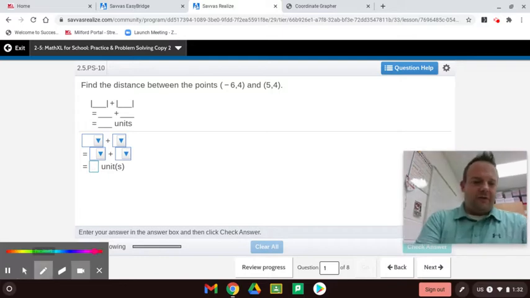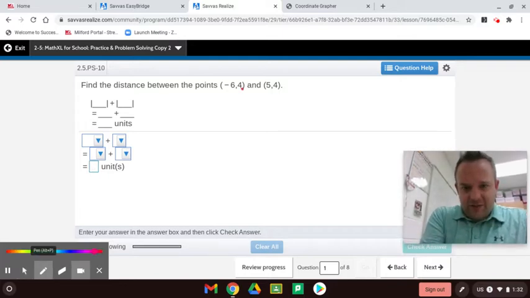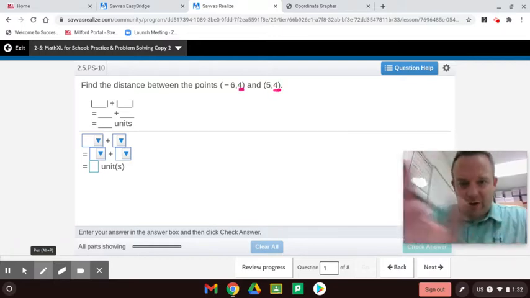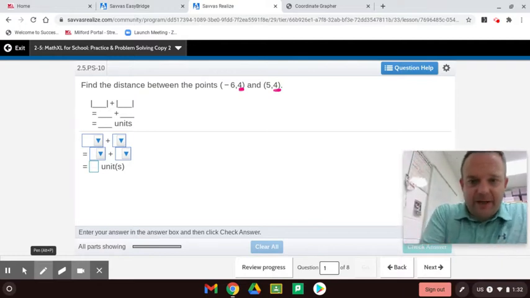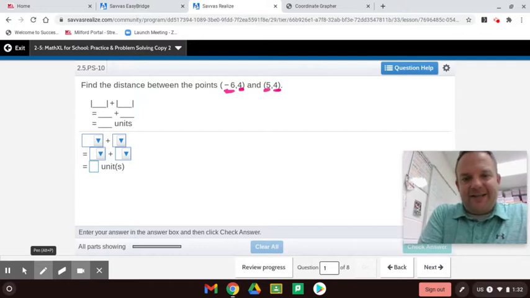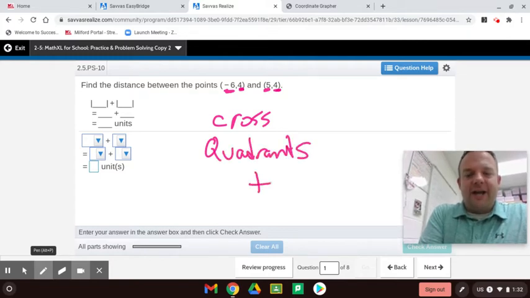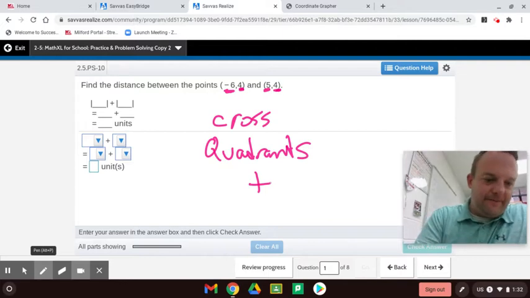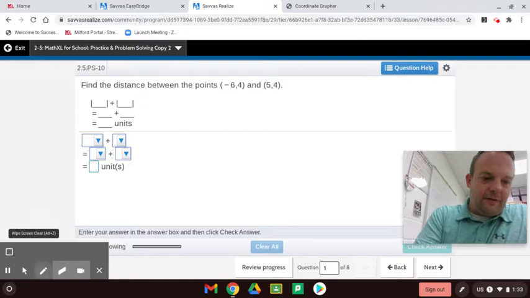So what you're looking for here, you'll see the y coordinate in these ordered pairs is the same. So ignore that, right, guys? Ignore that. And then because this is negative and that's positive, this indicates that you cross quadrants. And when you cross quadrants, you're going to add. Let me show you what I mean.